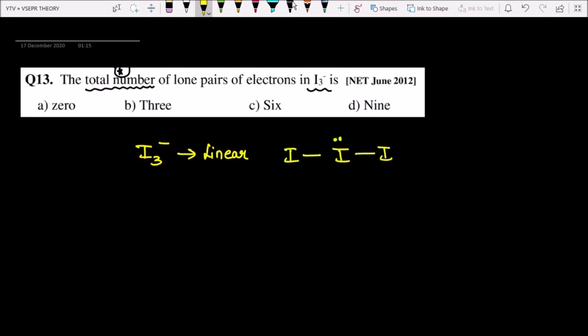So this iodine is going to have three lone pairs. Similarly, this iodine will have three lone pairs. It's because there is only one bond, right? The valence electrons of iodine is 7. So the iodine has given one electron for bonding. So all the terminal iodine atoms are going to have three lone pairs. Similarly, this was also given one electron, so it's going to have three lone pairs.